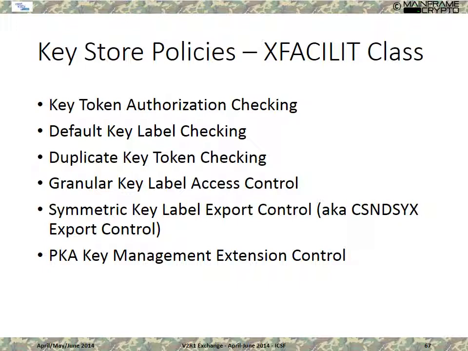Key token authorization checking works a little bit similarly in that if you pass a token to the API instead of a label, ICSF will calculate the hash of that key value in the token, and then it will scan the CKDS or the PKDS looking for a record with a label that has the same hash value. And if it finds one, then it will use that key label to perform the authorization checking to see if you're authorized to use that key material. So what that policy is doing is extending some of the key authorization checking that goes on to make sure that you are in fact authorized to use the key via the key label. So it's just some additional security for your key material.